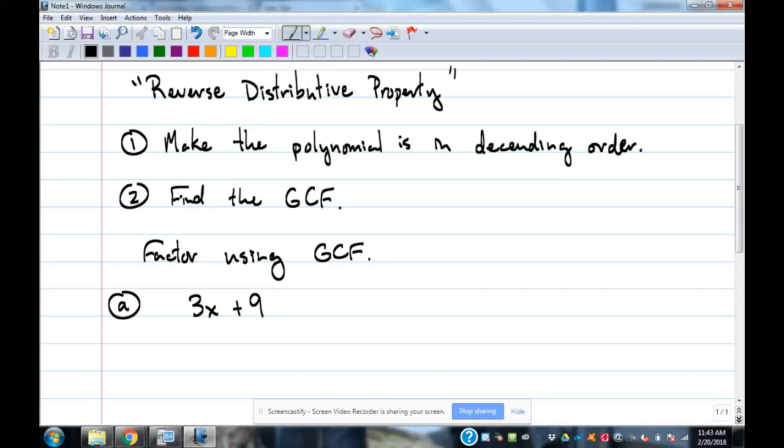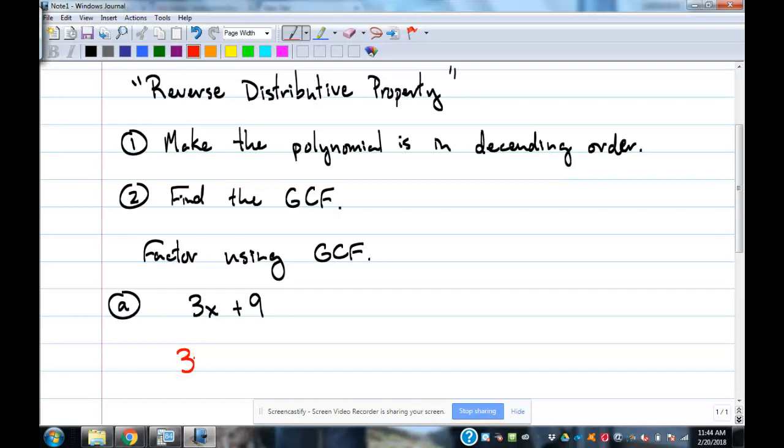The next thing we do is we look for what number do 3 and 9 have in common? Or what numbers do they have in common? 3 goes into itself and 3 goes into 9. Is there anything bigger? No. So 3 is the biggest number they have in common. Do they have a variable in common? Yeah, this one has an x, this one does not. So they don't have a variable in common. So the GCF is 3.